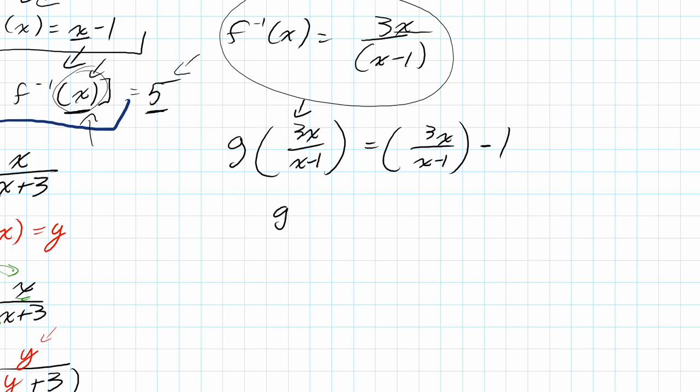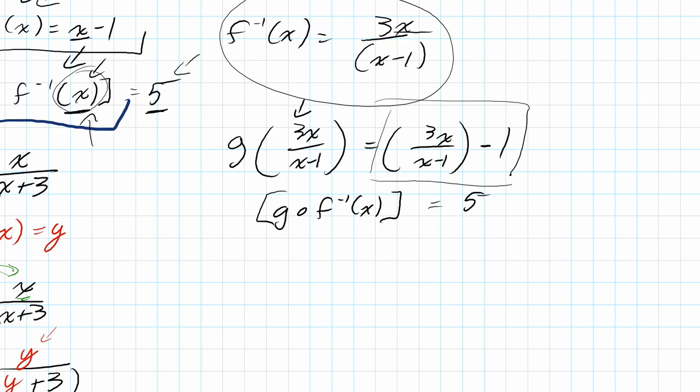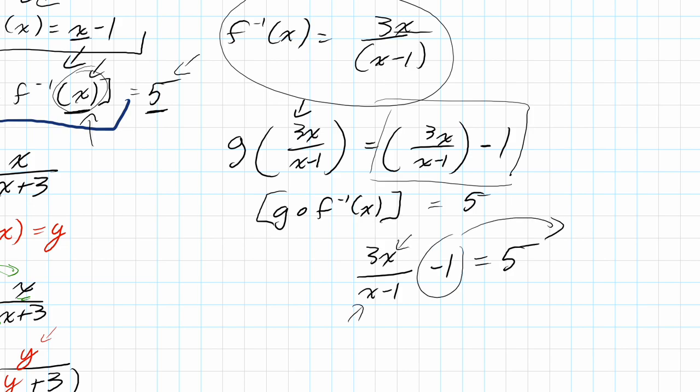So our g of the inverse is equal to 5, which means this is the new function. We've just found it. We have to set that equal to 5. So 3x over x minus 1 is equal to 5. We have two x's. This part's going to be tricky. So I'm going to move my 1 over, in which case I add 1 to each side.